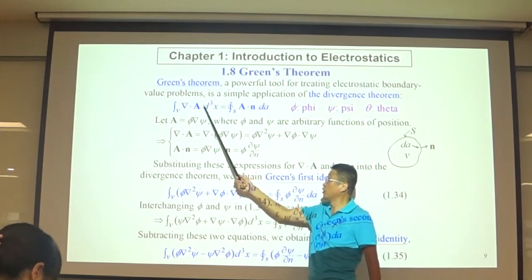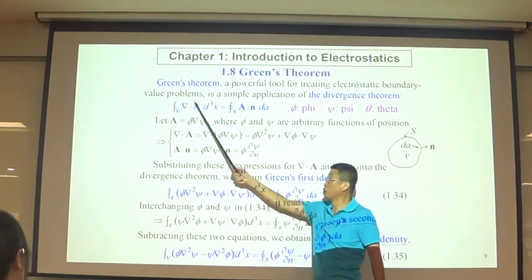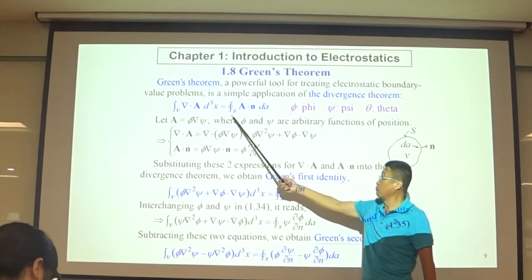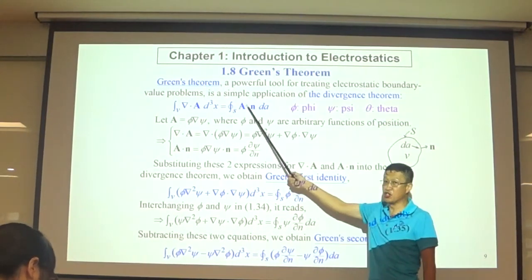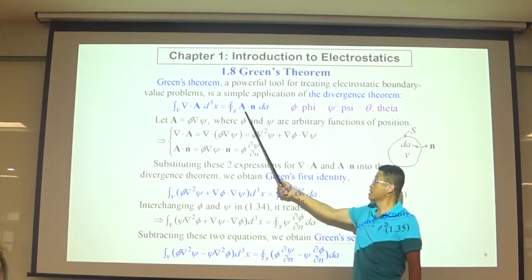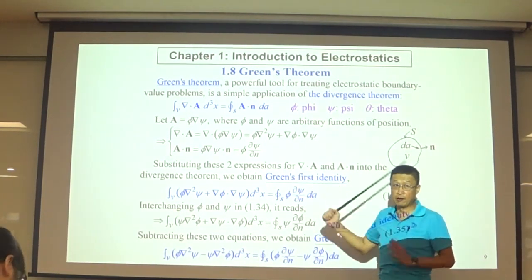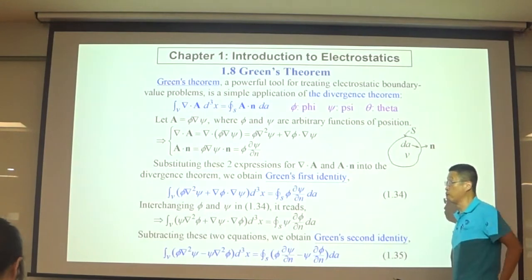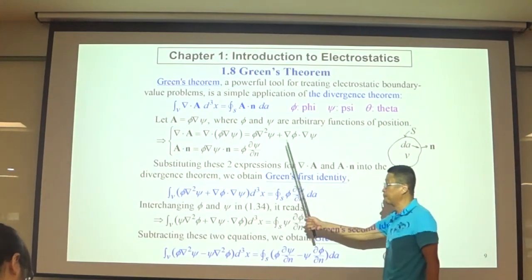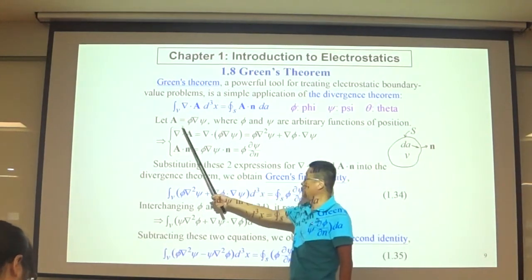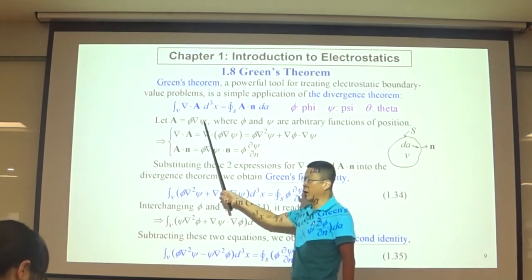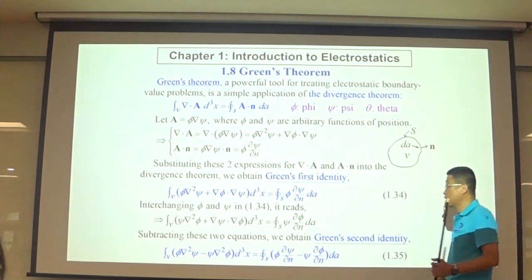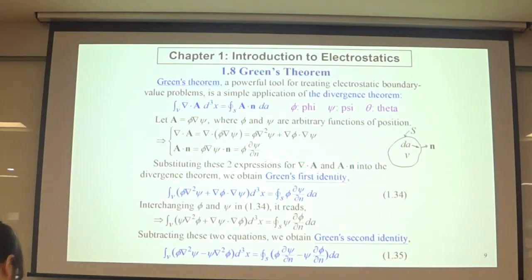Volume integration. This is the volume integration, and it can be changed. Divergence of A can be changed to a surface integration of A dot n. We learned this one, the divergence theorem, before. And then A can be substituted with phi gradient psi. Here we will have a different notation for phi.